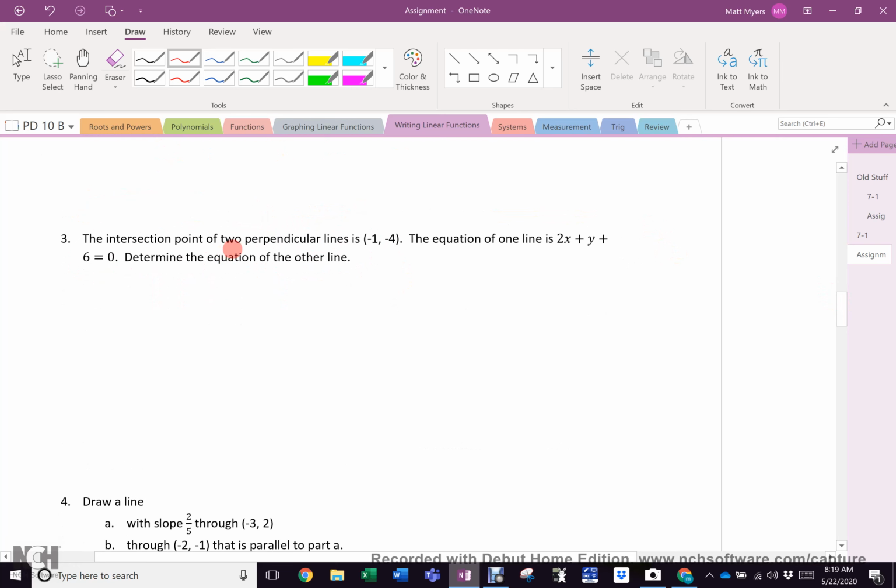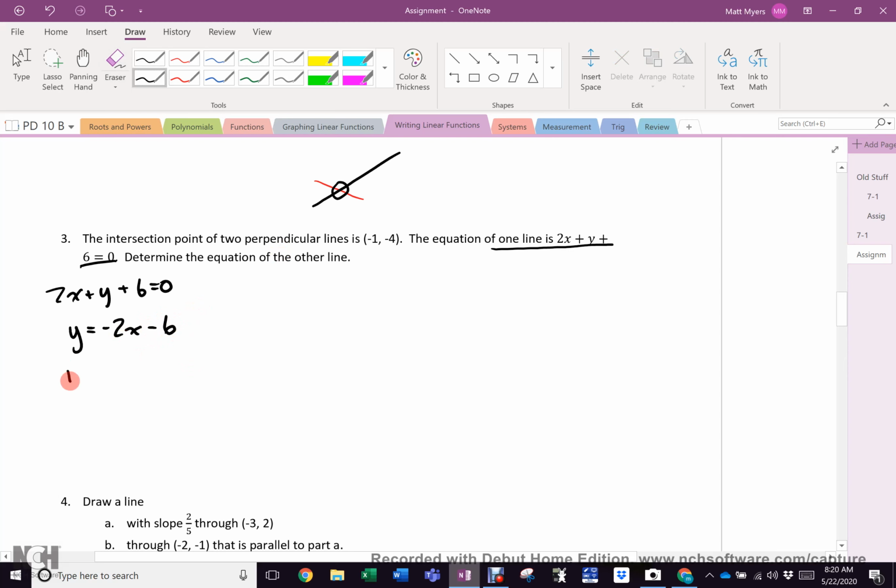The intersection of two perpendicular lines is that. So these two lines, a red line and a black line, hit right there, and it's negative 1, negative 4. The black line is 2x plus y plus 6 equals 0, right? So y equals negative 2x plus 6. Sorry, not plus 6, 2x minus 6. Determine the equation of the other line.